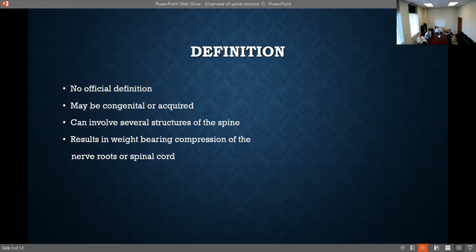There isn't any official definition of what it is. But as we go through this, you're going to see that oftentimes it's not a single structure that's affected. And the end result, in the clinical presentation, is pain in the legs, which is worse with weight bearing and better with non-weight bearing. And this is one of the ways you can differentiate what some people call neurogenic claudication from vascular claudication.